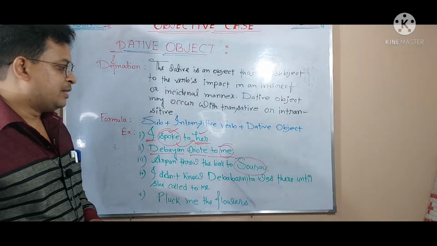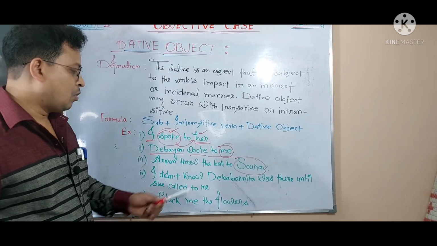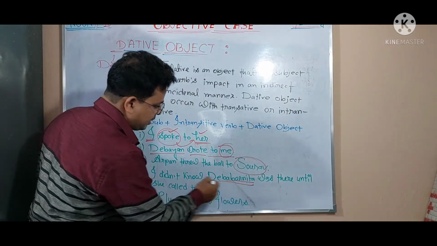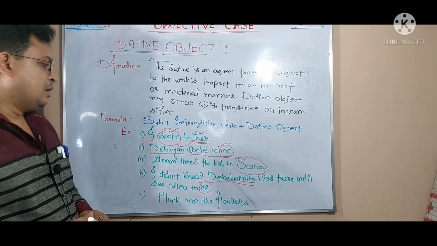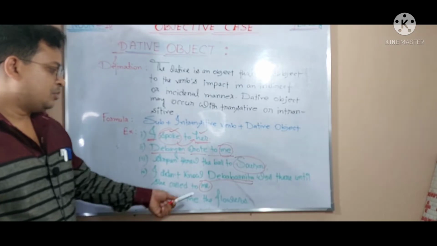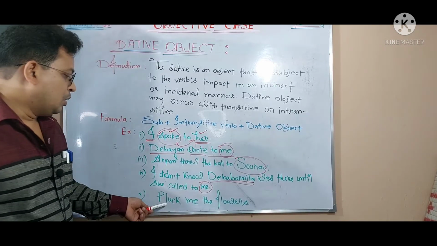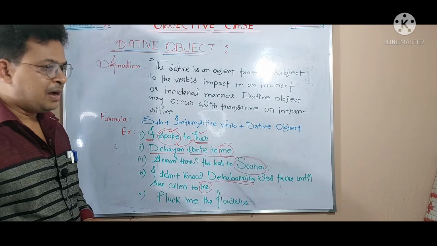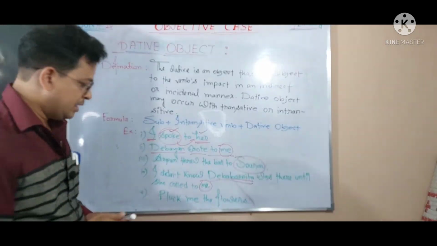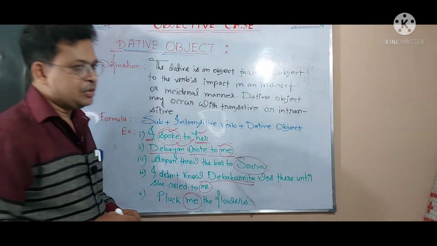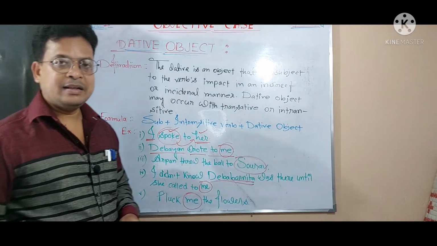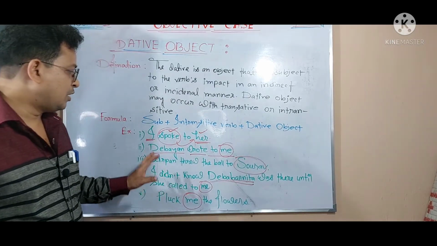I didn't know Devabornita was there until she called to me. Again, to me. Devabornita is the subject. Whom did Devabornita call? Me. So me is the dative object. Pluck me the flowers. Pluck, actually, pull out the flowers. For whom? For me. So here it is dative because it is doing something for somebody or anything else. So me is the dative object. I think you understood very well.